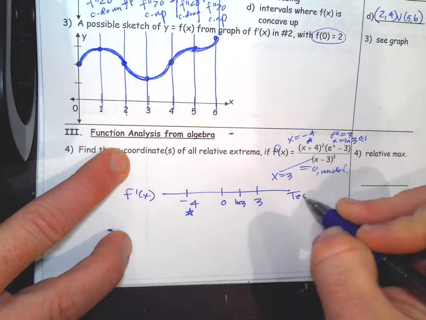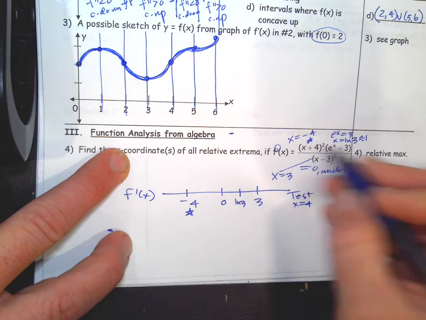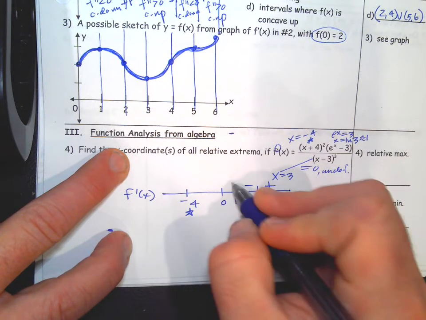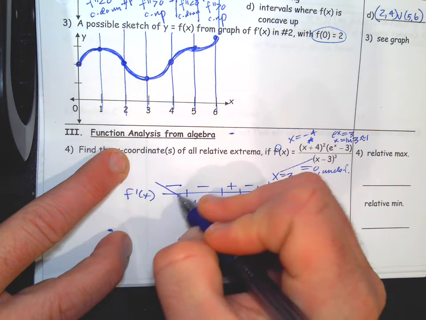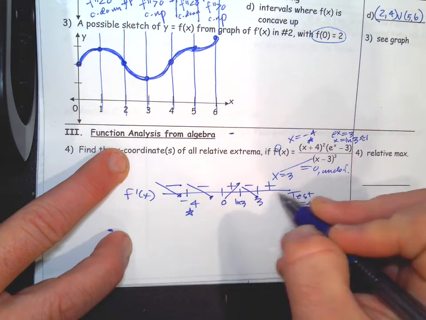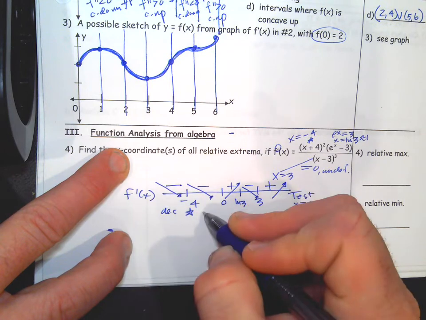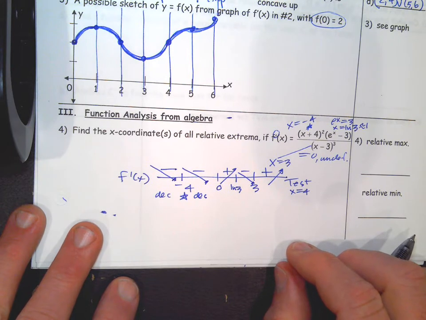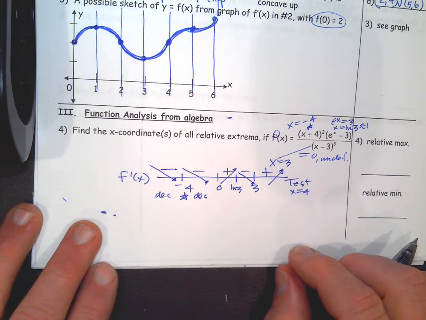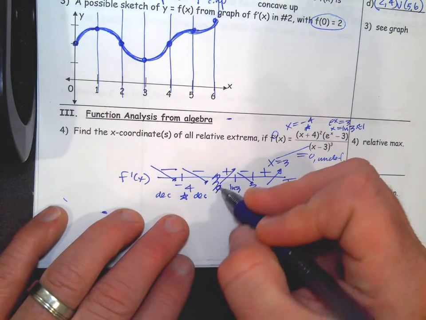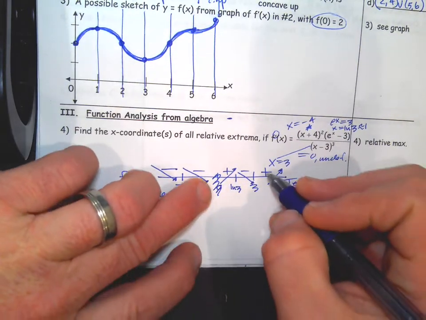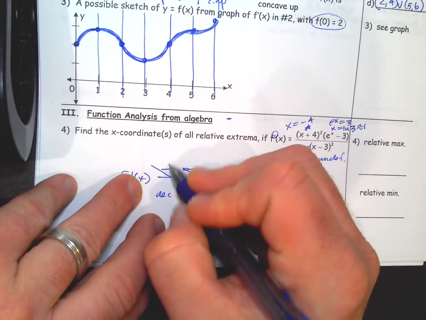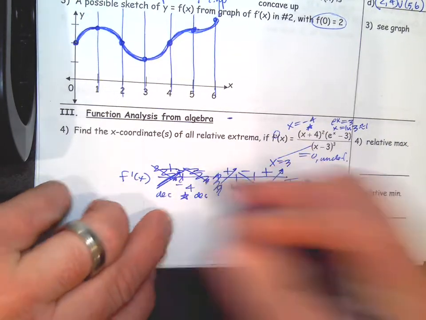Test a value, x equals 4. Positive, positive, positive. It's all positive, negative, positive, negative, negative. Missing the bounces screws everything up. So it's decreasing. Did I make a mistake? I think I'm good. Oh, I put 0 in there as if it were a critical point. It's not. Positive, negative, positive, positive. Don't add extra ones.